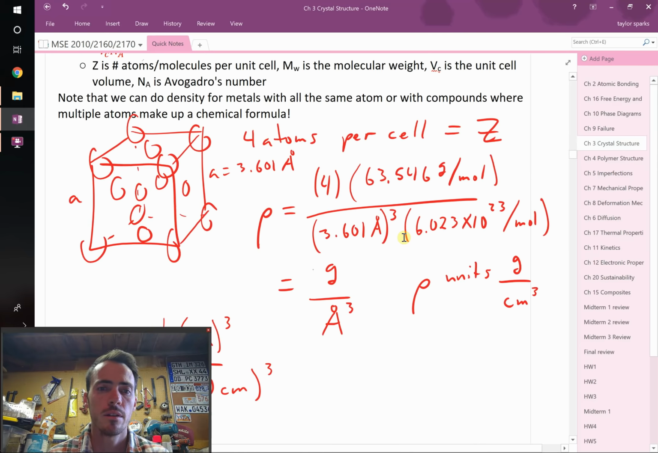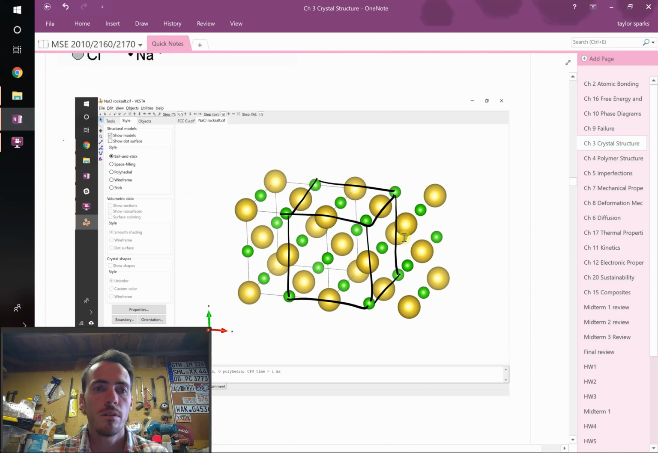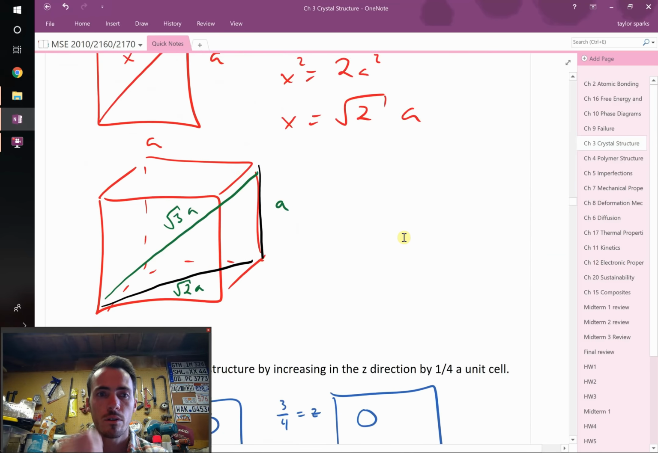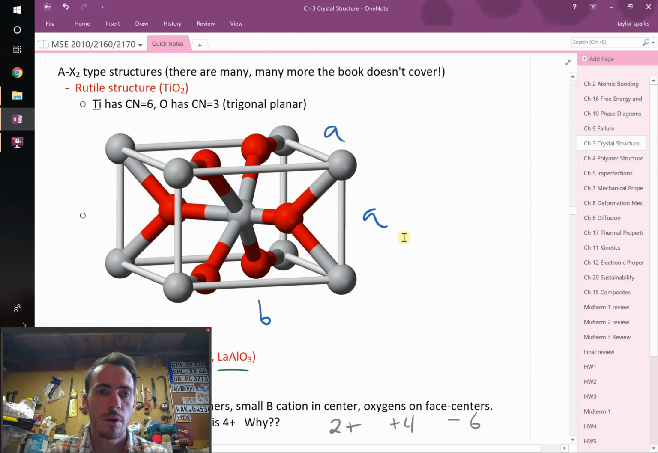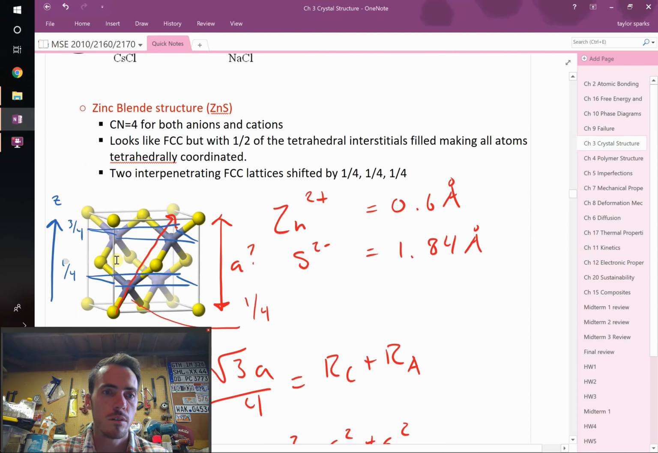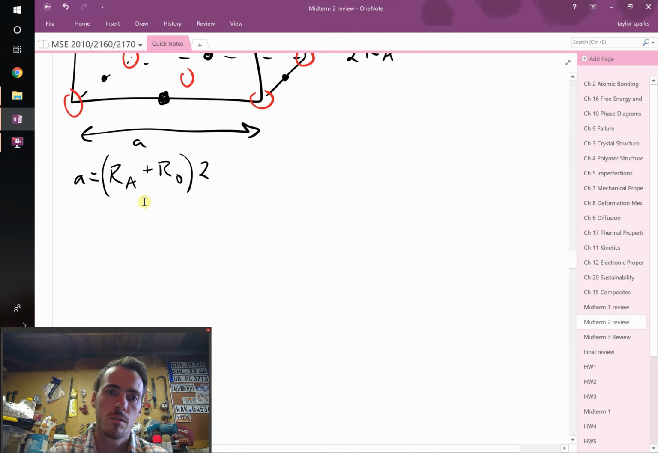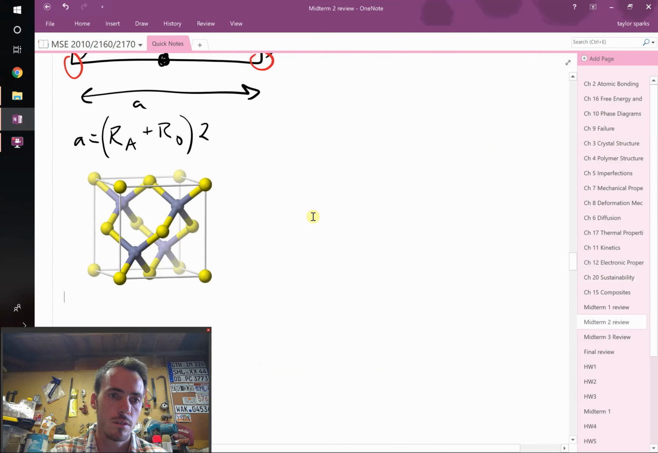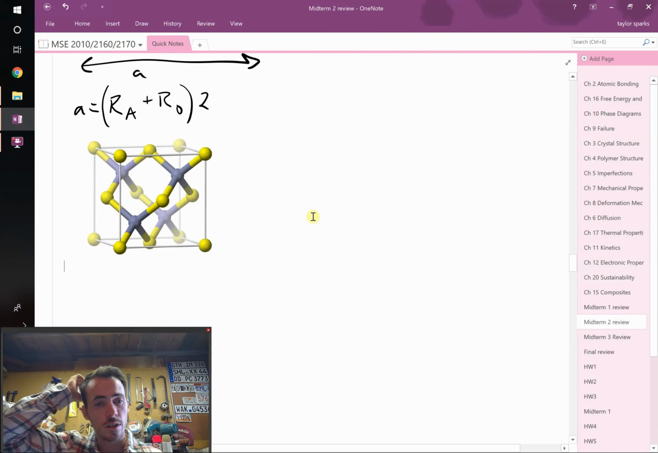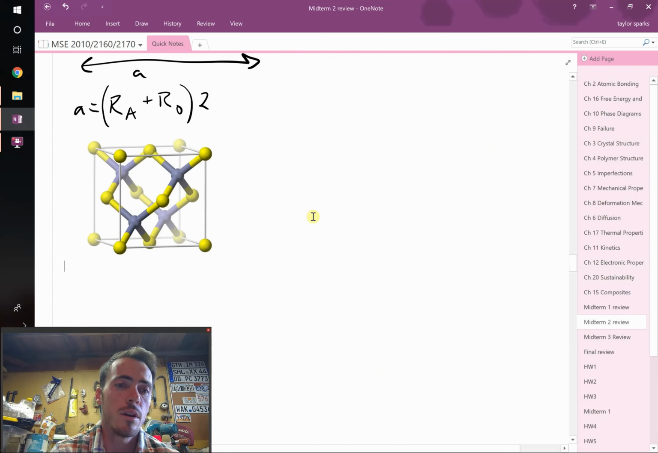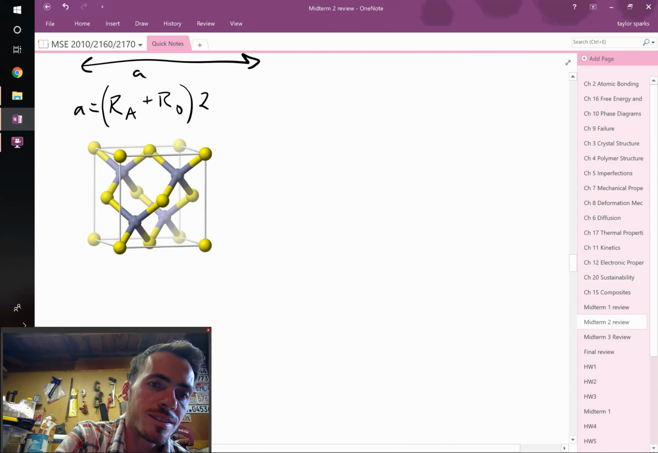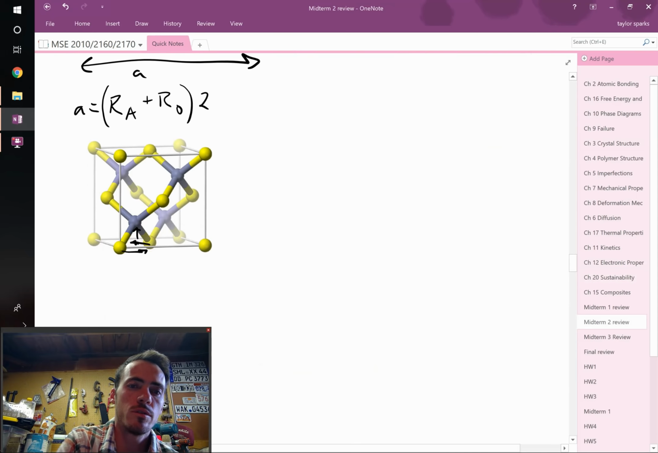Other ones we talked about that you need to know: cesium chloride, sodium chloride. What about, oh, zinc blende, I think we just passed it. Okay, zinc blende is right here. I'm going to grab the structure and just paste it so it's a little bit easier. On this one, it looks just like FCC in terms of the yellow atoms, but we've started a second FCC lattice, shifted 1/4 over, 1/4 over, 1/4 over. So a second lattice shifted by a quarter, quarter, quarter, okay?